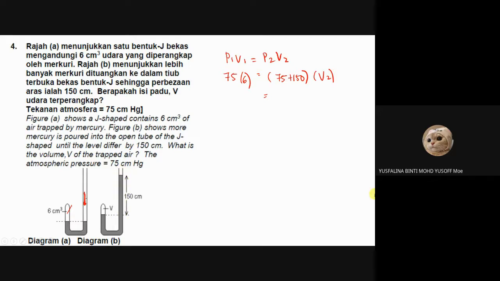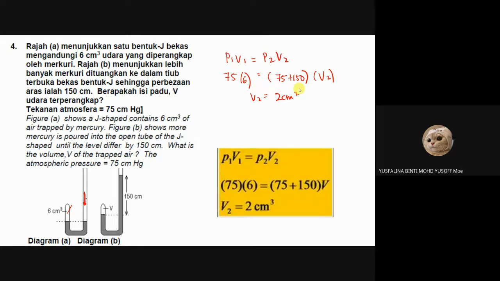So can you find for me V2? Are you still getting two as the answer? Okay, 75. Yes, good. Right, very good. So you got 2 cm.